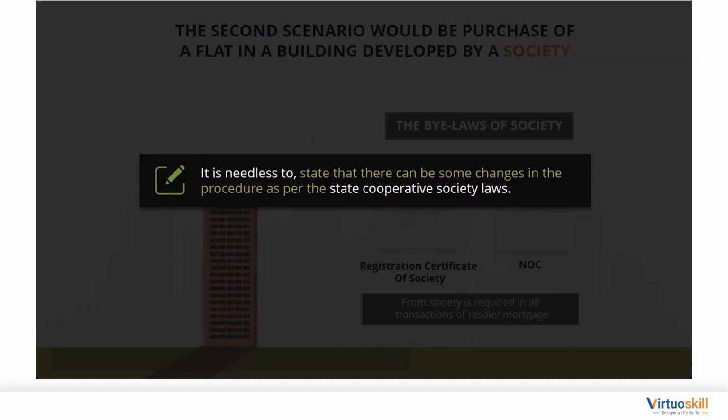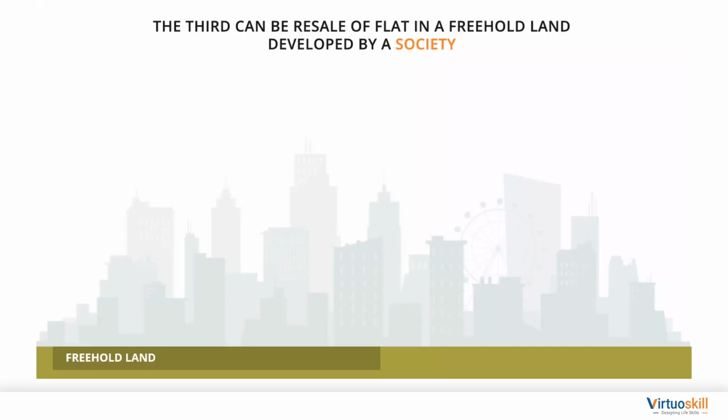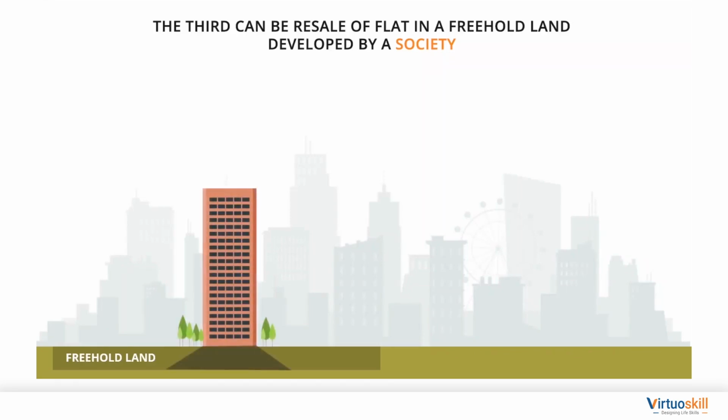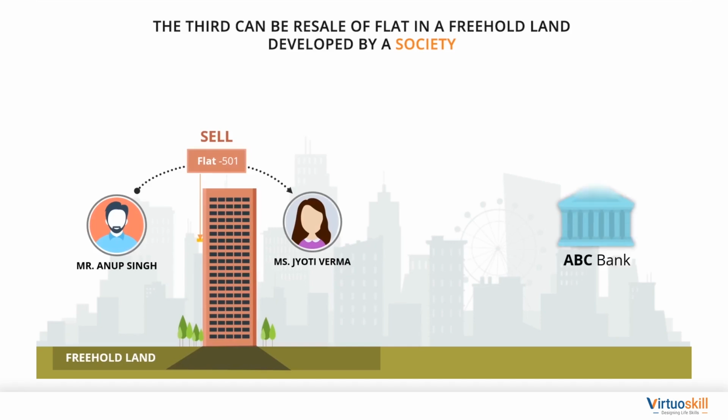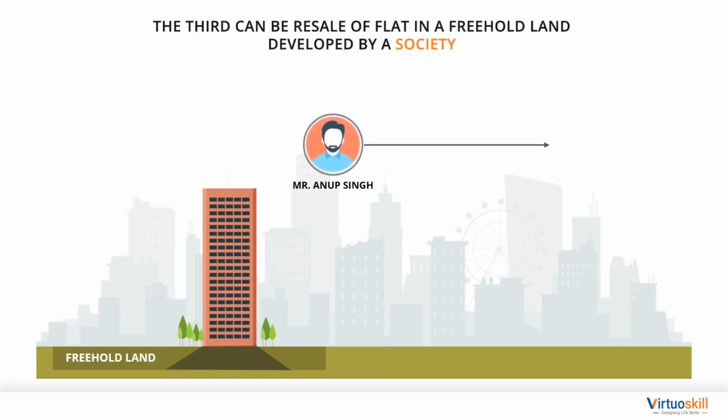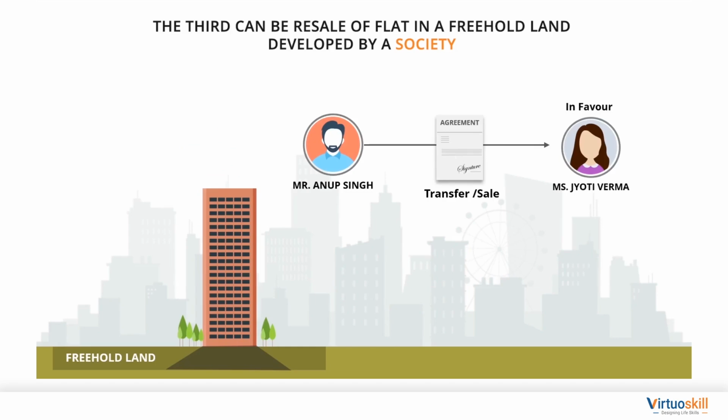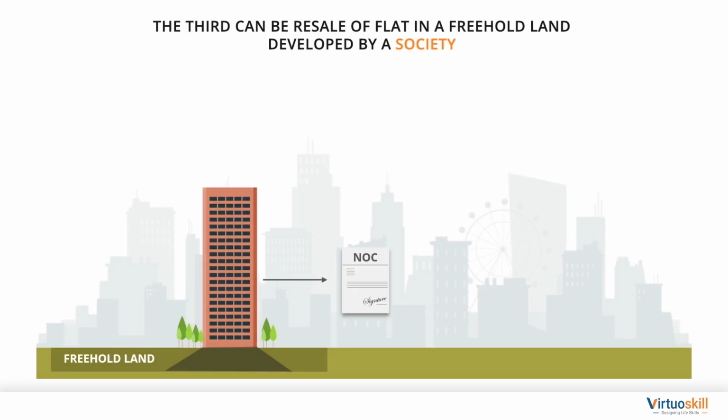It is needless to state that there can be some changes in the procedure as per the state cooperative society laws. The third can be resale of flat in a freehold land developed by a society. Let us see an example. If Mr. Anup Singh has taken a loan from ABC Bank, he wants to sell flat number 501 to Ms. Jyoti Verma. The following documents would be required for this. The loan of ABC Bank should be repaid. Mr. Anup Singh will execute agreement for transfer or sale in favor of Ms. Jyoti Verma. NOC for transfer from the society.